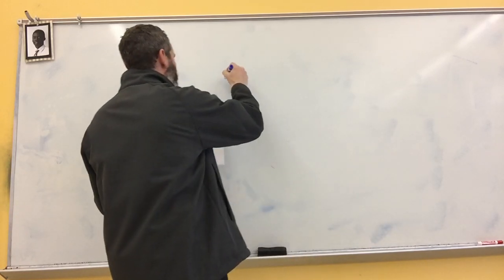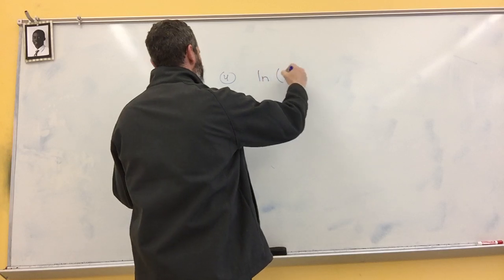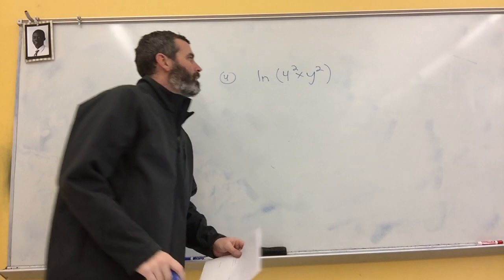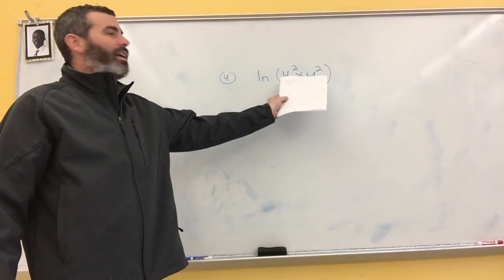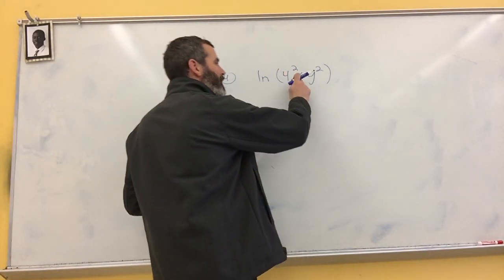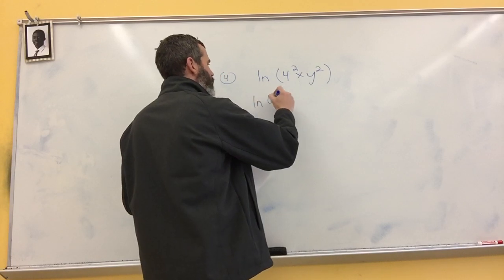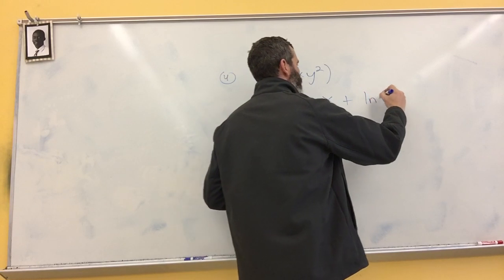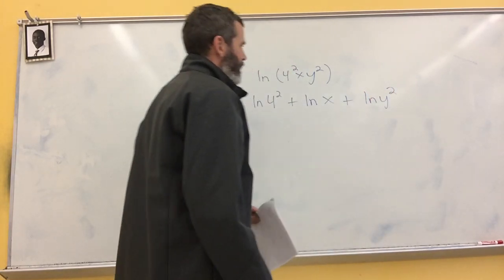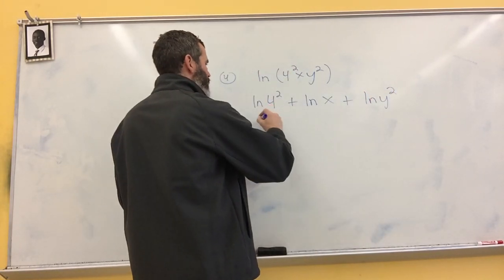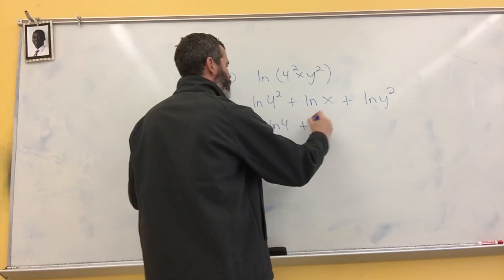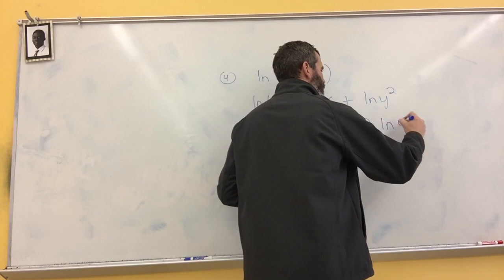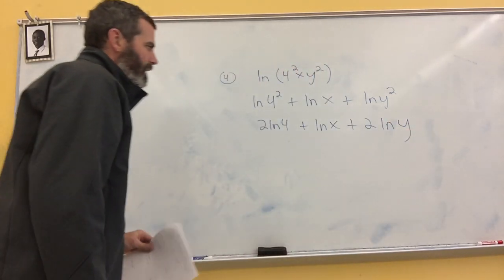Number 4, ln. Okay, just start off with the product property. What's multiplied in here is going to be added down here. So ln of 4 squared plus ln of x plus ln of y squared. Then I just have to use the power property. So I'll get 2 ln 4 plus ln x plus 2 ln y. And I'm done.